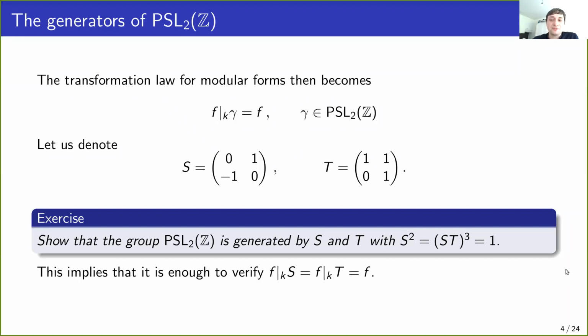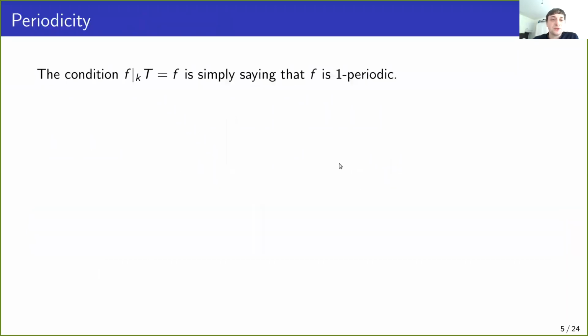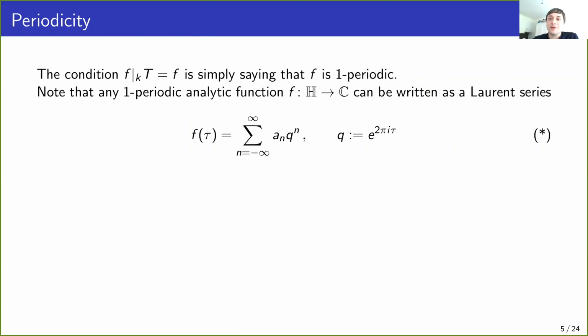Now the T is special. As I said before, T is just translation by 1. So the condition that F slash k T is equal to F is just saying that F is a one periodic function. Now there is a very nice simple result about one periodic functions, which is essentially a result in complex analysis talking about Laurent expansions, but written in a different coordinate.